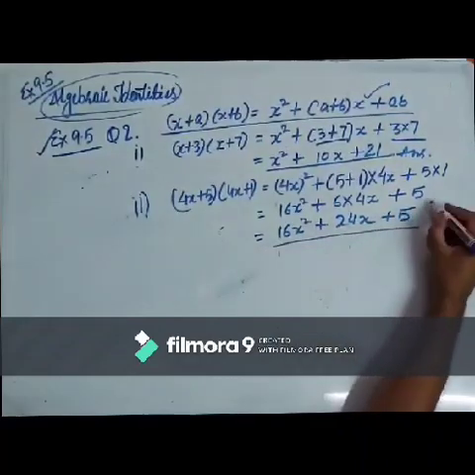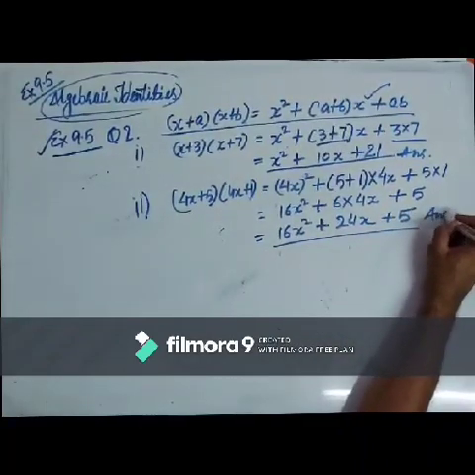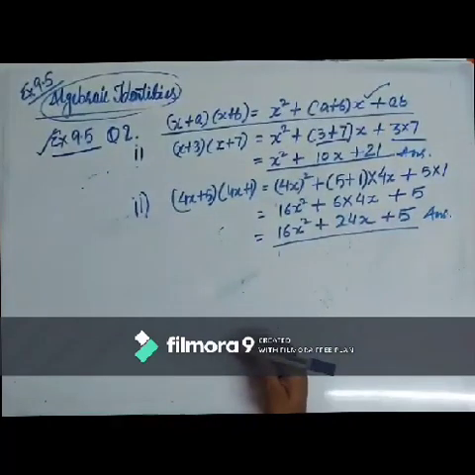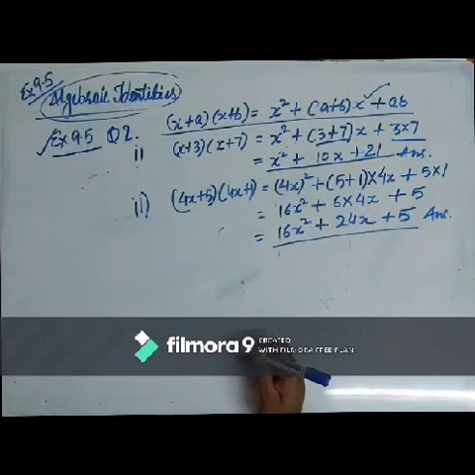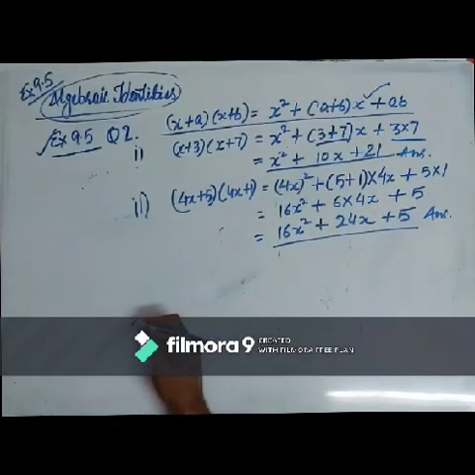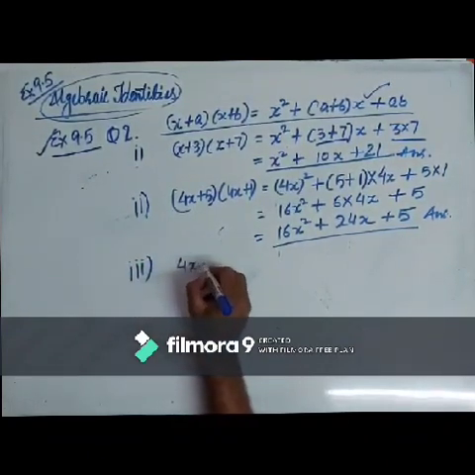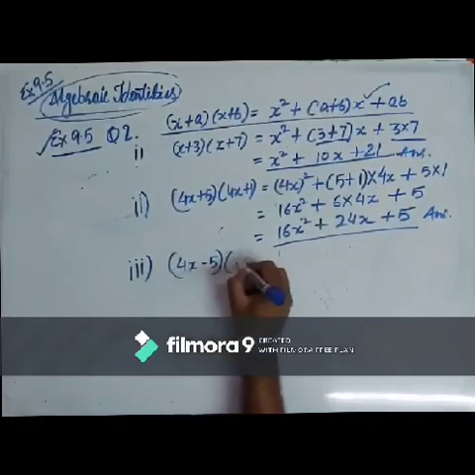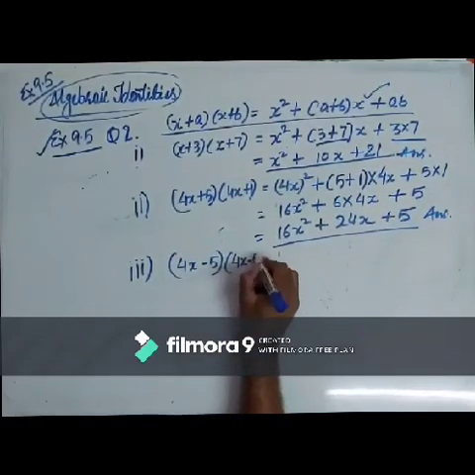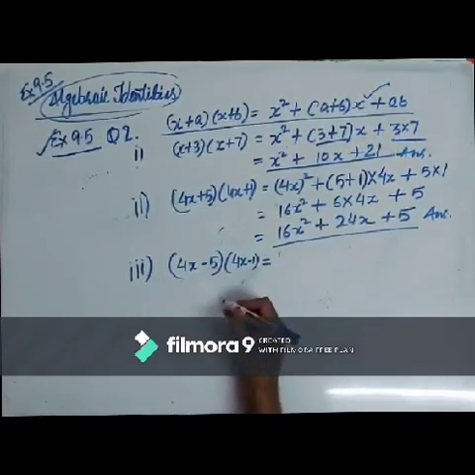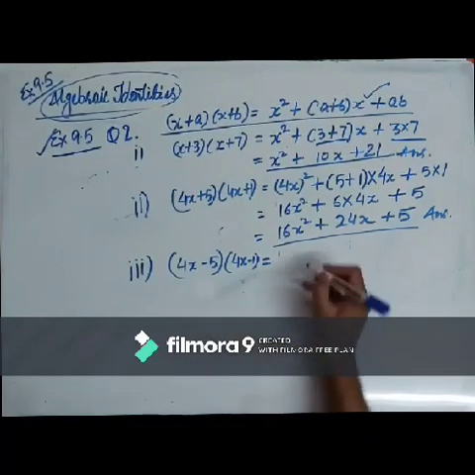So all these different unlike terms, and this is your answer. This is part number 2. Part number 3 says with negative sign 1 2 3: first, 4x minus 5 into 4x minus 1. So how do we do this negative sign? Remember, 4x plus minus 5, 4x minus 1.